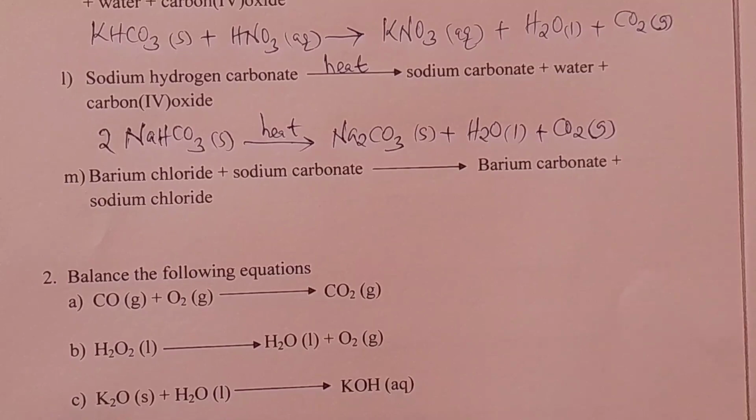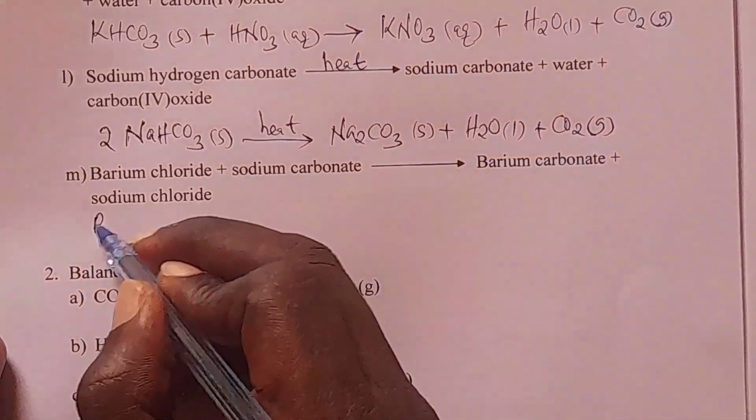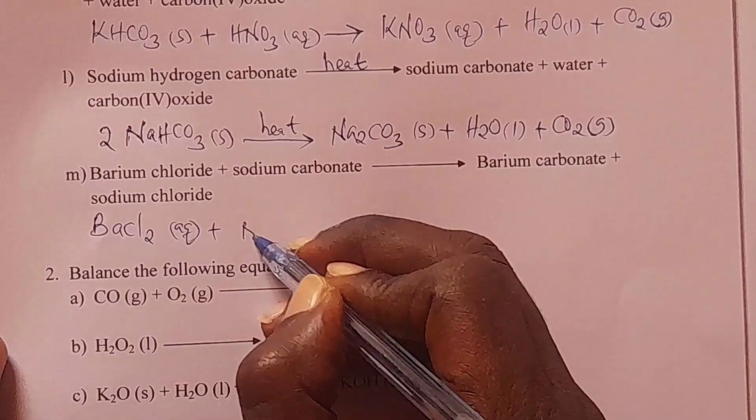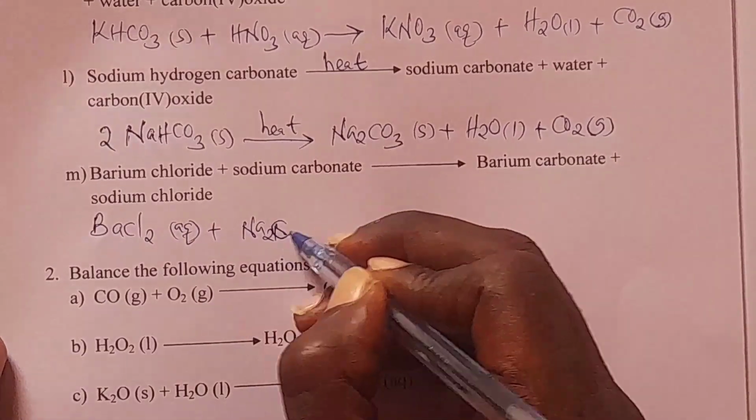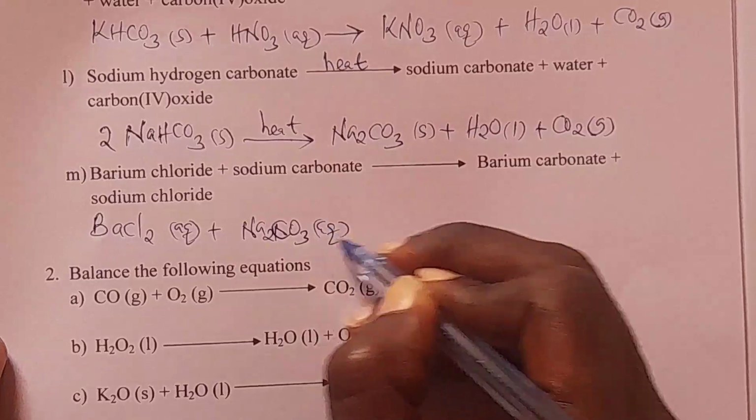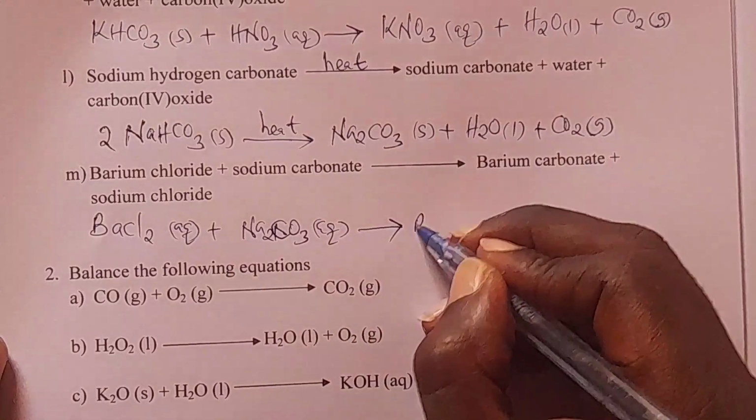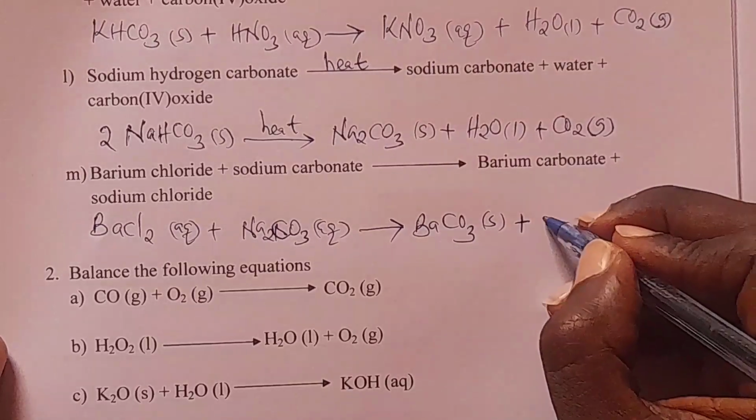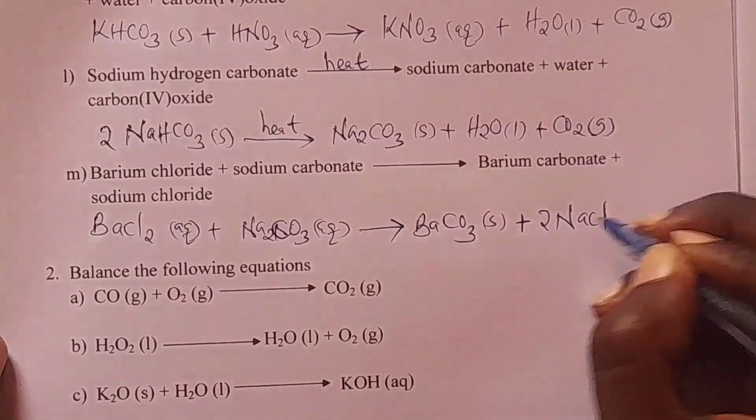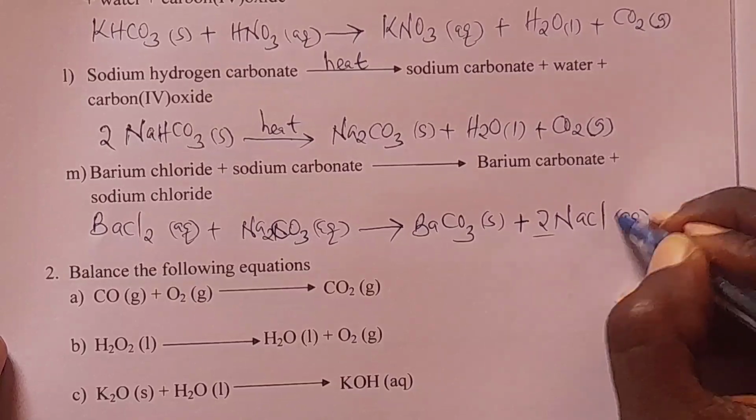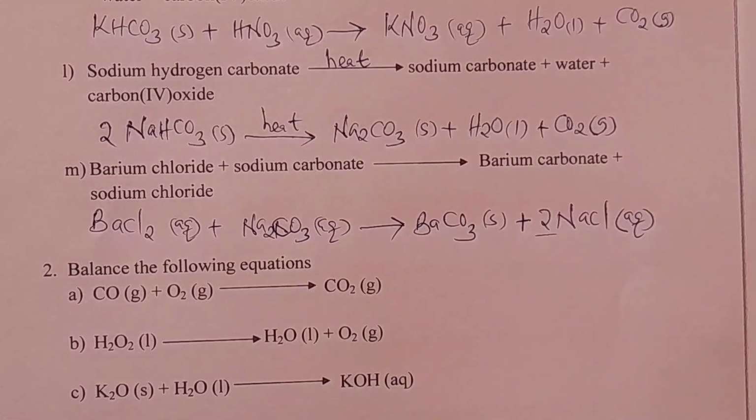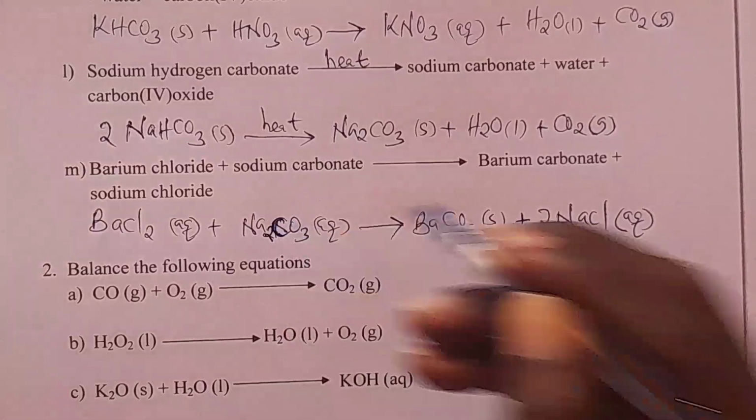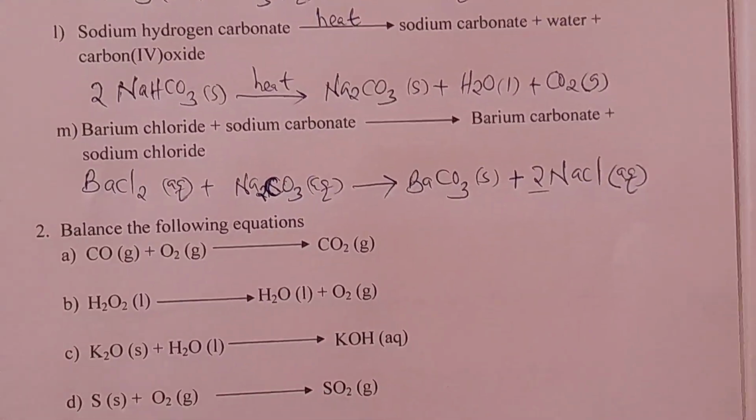Next, we are having barium chloride plus sodium carbonate. So barium chloride is written like this: barium chloride is aqueous, plus sodium carbonate. Sodium carbonate is also aqueous. So when we react, we are going to get barium carbonate. Barium carbonate is solid, it's a precipitate, plus sodium chloride. So we are going to balance it by putting 2 here. So we are going to have aqueous. So that equation is balanced if you put 2 here. So here it's Na2CO3.